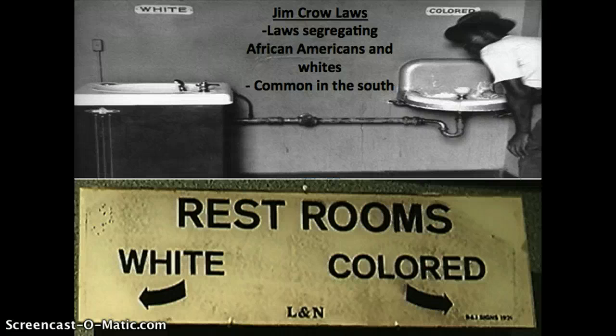These were laws that segregated African Americans and whites in the South. They were pretty common in the South, not so much in the North. There's such a thing called de facto segregation in the North, unlike in the South where there were Jim Crow laws that were basically understood. And as you can see in the pictures, restrooms, buses, everything said white, colored. If it's a bus, they said on the back of the bus. So you kind of get the idea. And these Jim Crow laws were understood.